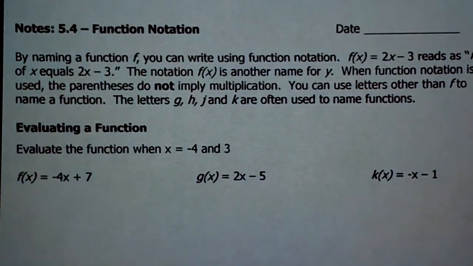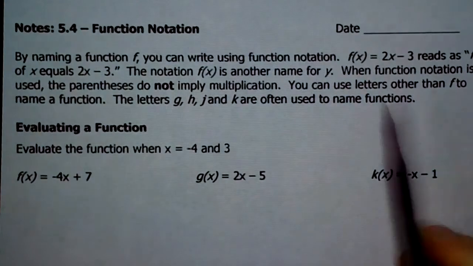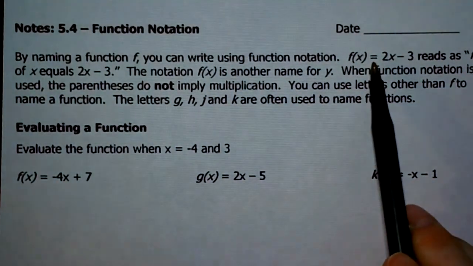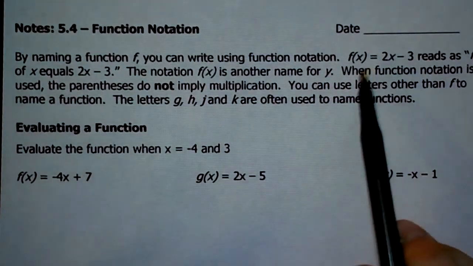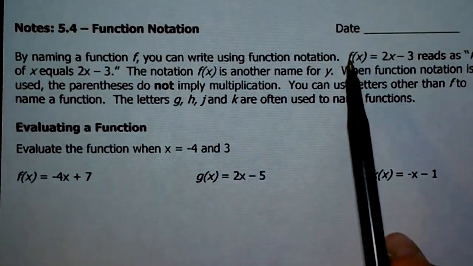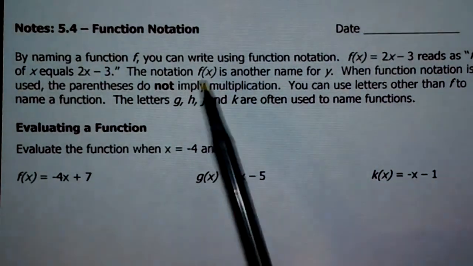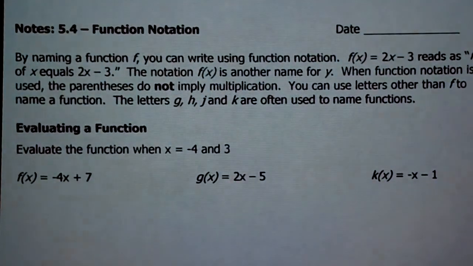By naming a function f, you can write using function notation. So this right here looks very similar to y equals mx plus b form, right? Because it means the same exact thing. This is read f of x equals 2x minus 3. The notation f of x is just another name for y.